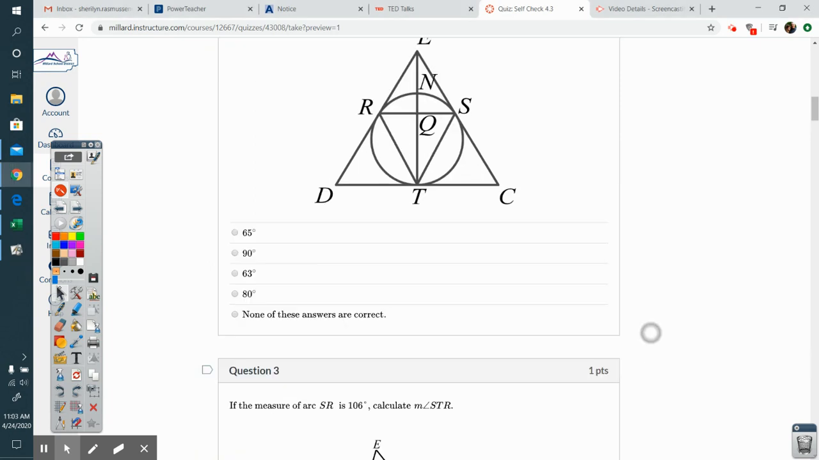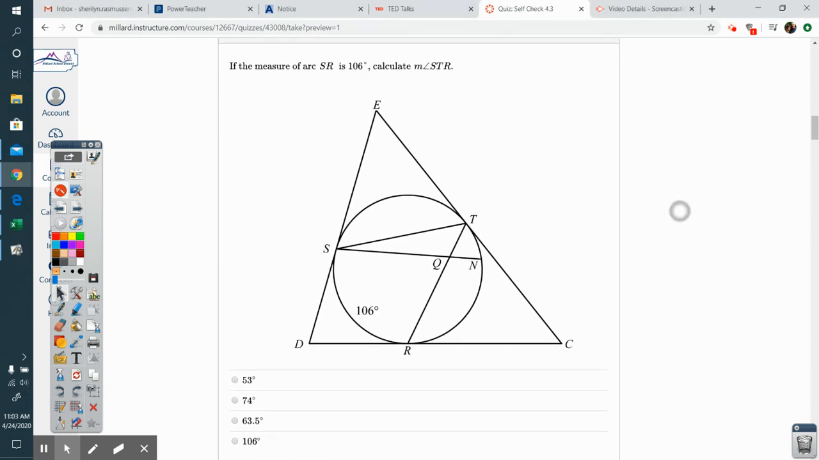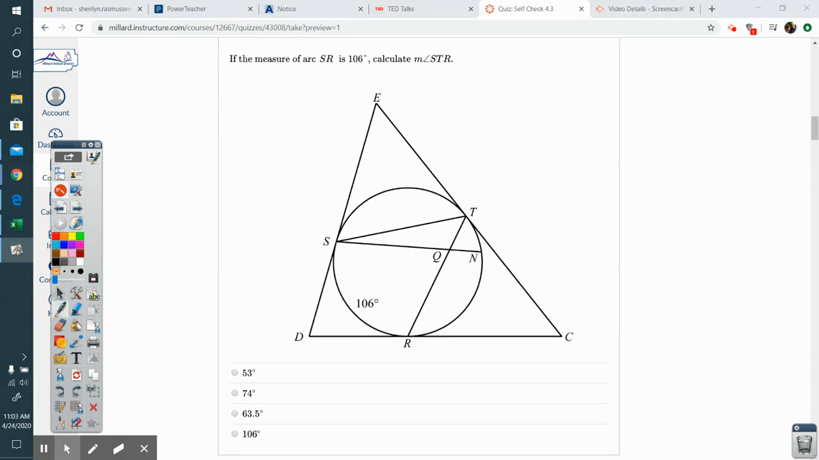Okay, next problem. If the measure of arc SR is 106, and it labeled it there for us, it wants to calculate what STR is. Again, this is that cone that we were talking about. So if the arc's 106, this would be smaller. The point of the cone is always smaller, so you divide it by 2. 106 divided by 2 is equal to 53. There's the answer right there.